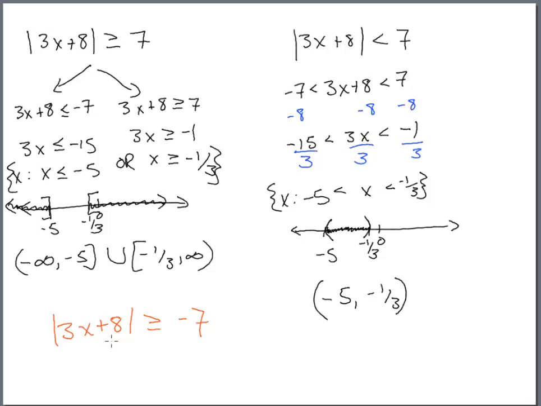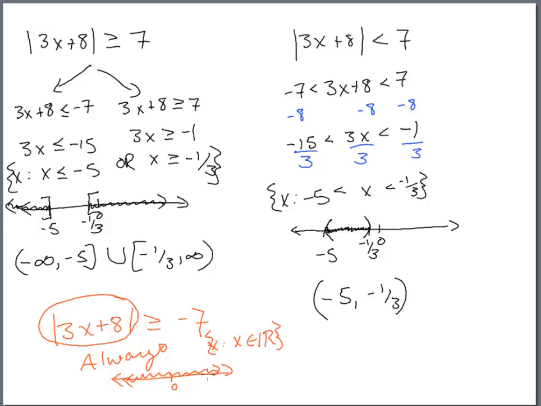However, the absolute value is always bigger than or equal to 0, which means it is bigger than or equal to negative 7. These two will never equal each other, but this guy is always bigger. So the solutions to this, if we mark 0 here, are everything. We could write it like this: the set of all x such that x is a real number, on this real line. Everything works. We will always have a positive greater than a negative.